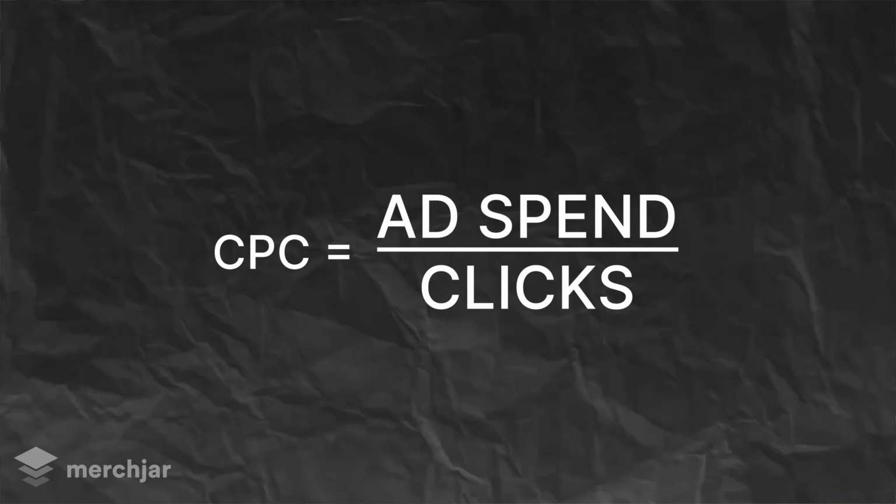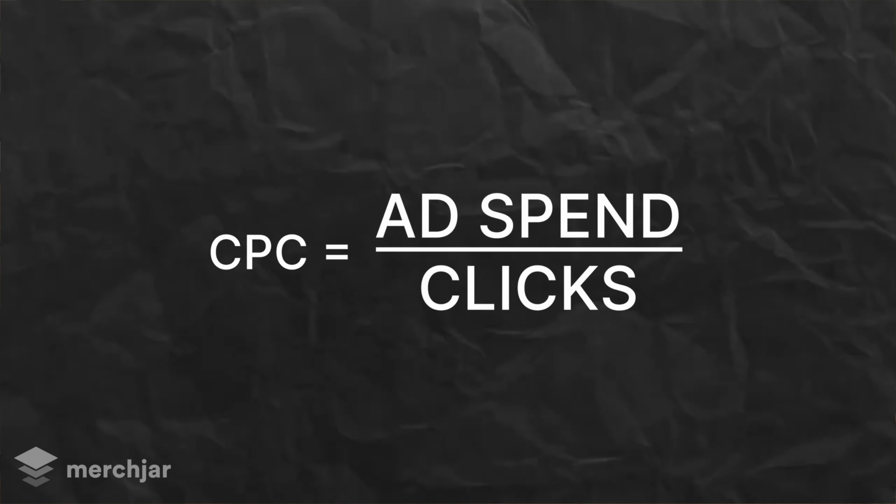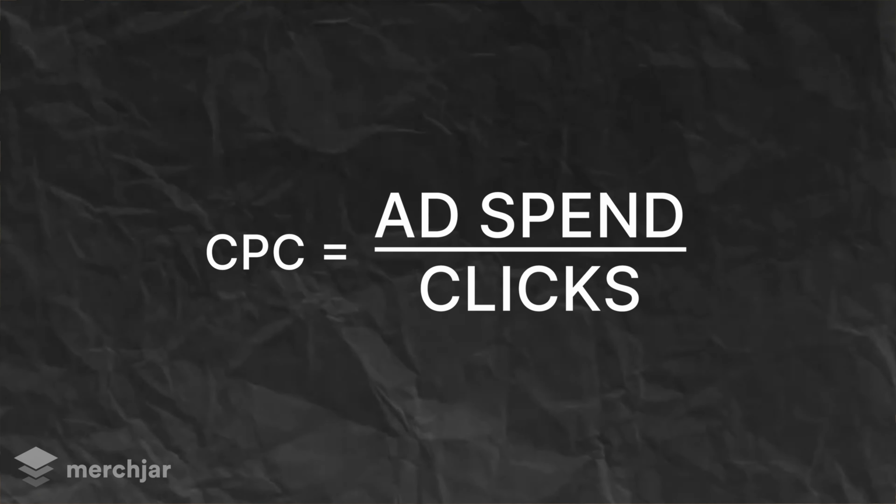Next up, we've got CPC, short for cost per click. Just like it sounds, it's the amount you pay every time someone clicks on your ad. You can calculate your CPC by dividing your ad spend by the number of clicks you received. But why is CPC important?